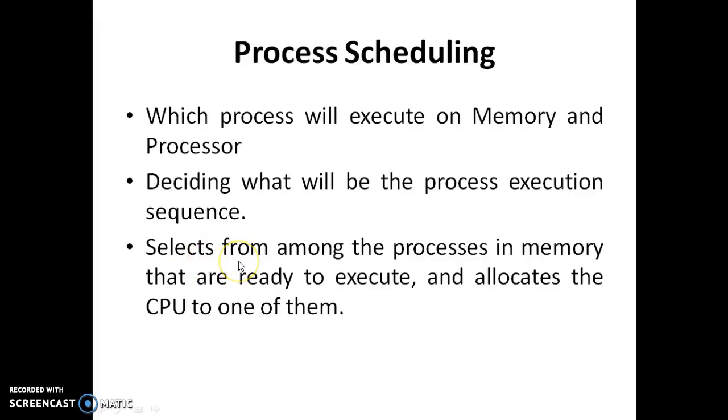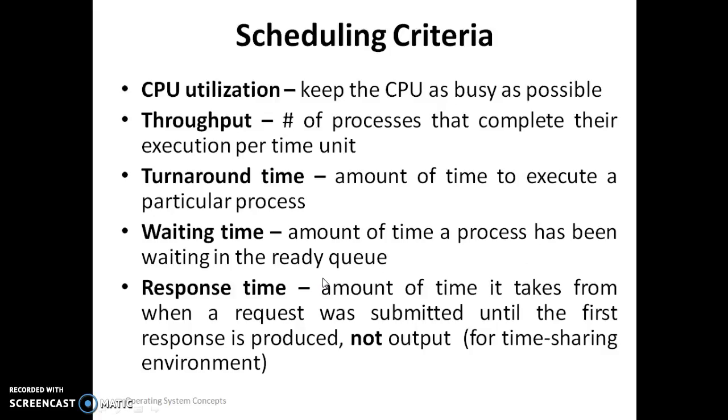In another way, process scheduling is nothing but selecting among the processes in memory that are ready to execute and allocating the CPU to one of them. Whenever we define what process scheduling is or how scheduling is performed, process scheduling has certain criteria, like attributes and keywords. Now some criteria are as follows.